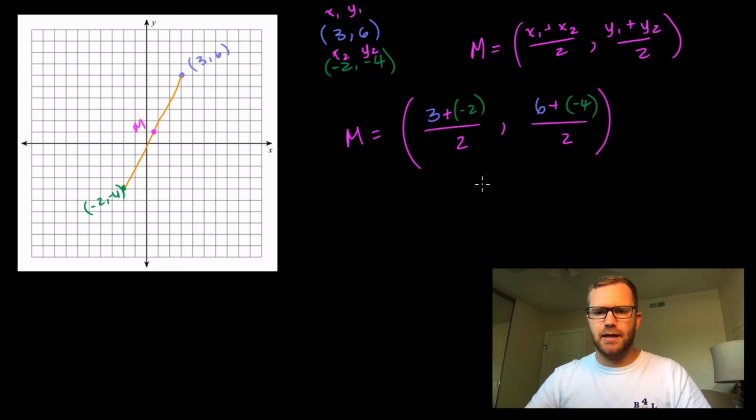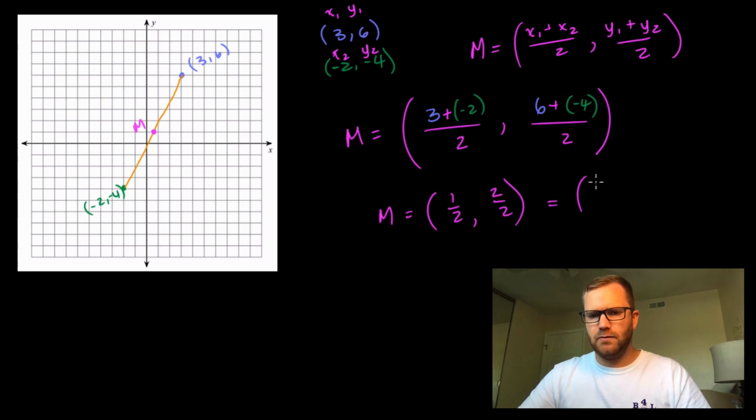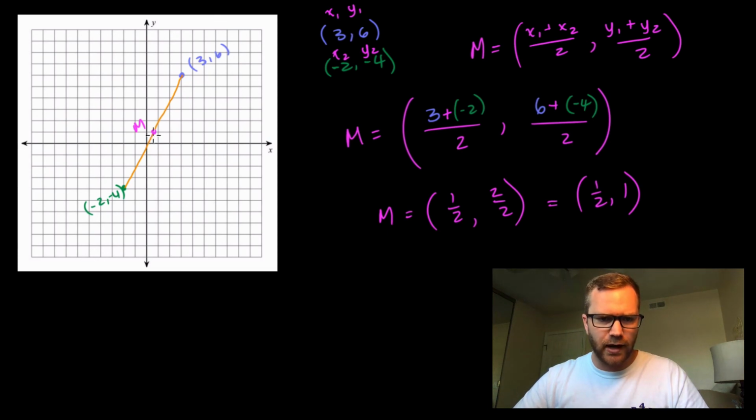So 3 plus a -2, that is 1. So we get 1/2. And then 6 plus a -4, that's 2. So 2/2. So then when we simplify this, this is M, we get 1/2 and we get 1. So this is (1/2, 1). So this is saying that the midpoint should be at the x coordinate of 1/2 and the y coordinate of 1. So we have (1/2, 1), and hey, it was a pretty good guess there. So our midpoint is (1/2, 1).